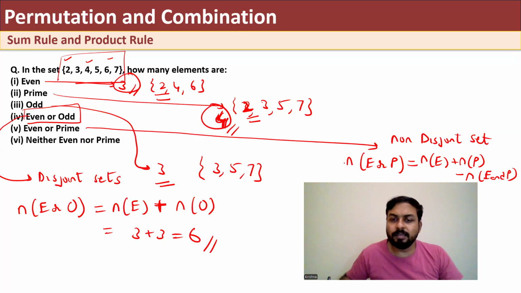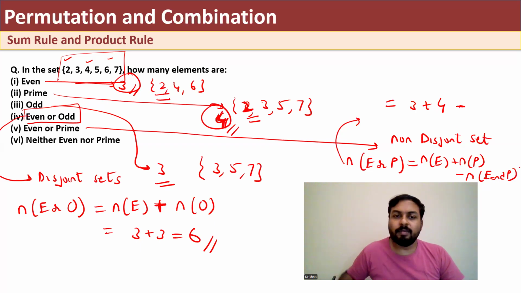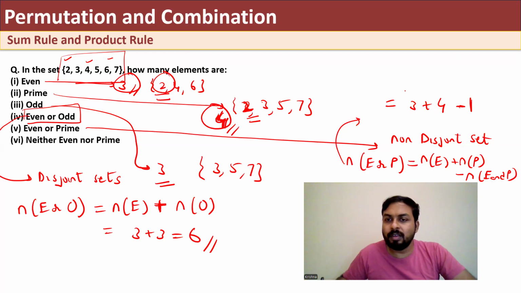Okay, let's do the calculation here. So which is equal to how many elements are even? 3. How many elements are prime? 4. Minus how many elements are such that they are both even and prime. So 2 is that number which is both even and prime. So minus 1. So I have one such number which is 2. So the answer for this is 7 minus 1, 6.